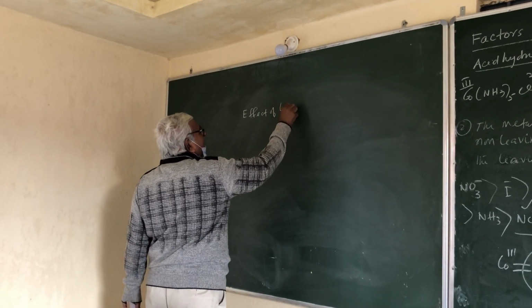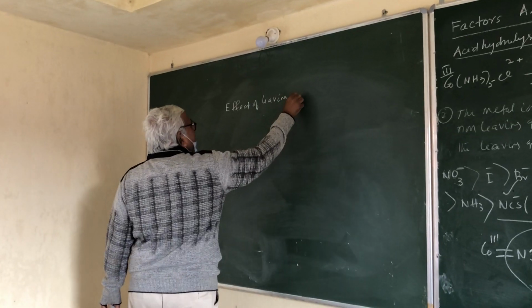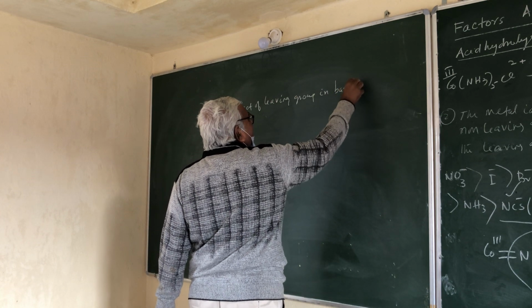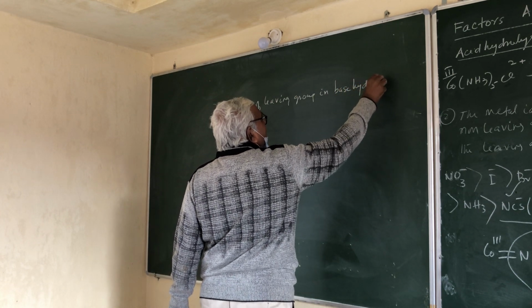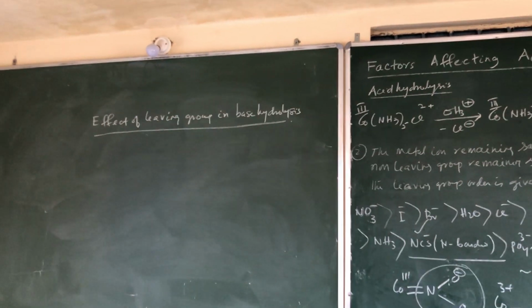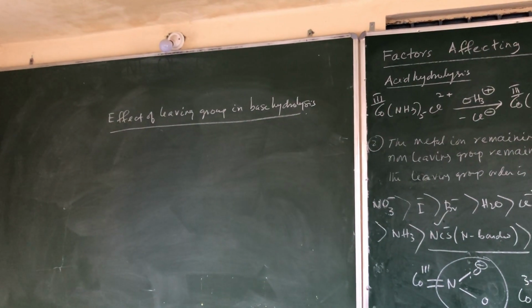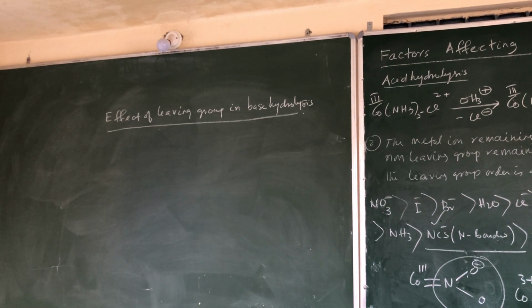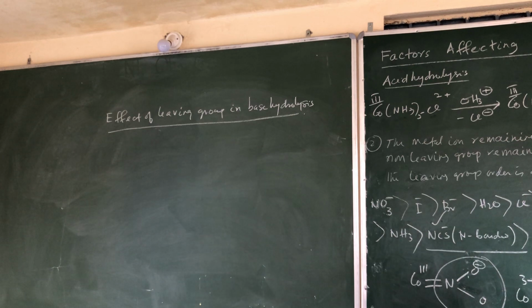Effect of leaving group in base hydrolysis. Now I told you that the rate depends on K. K means dissociation constant of the NH proton. Higher is the dissociation constant of the NH proton, higher will be the rate of the reaction.